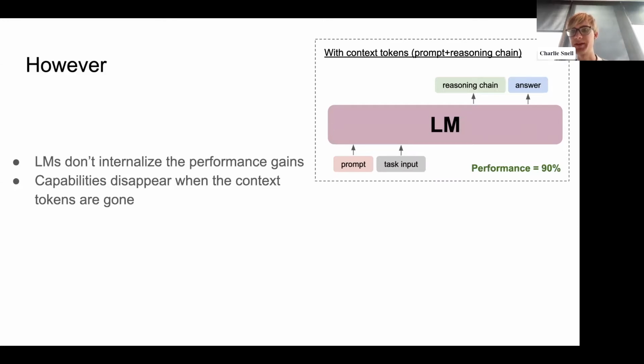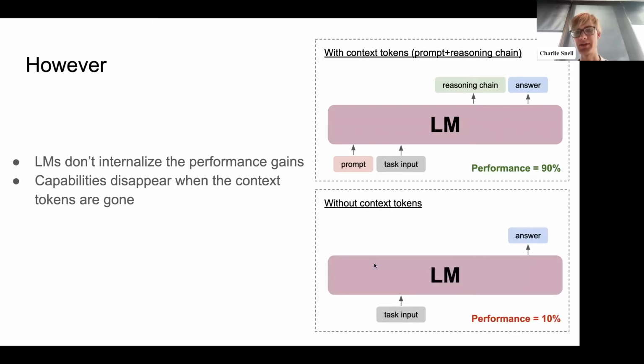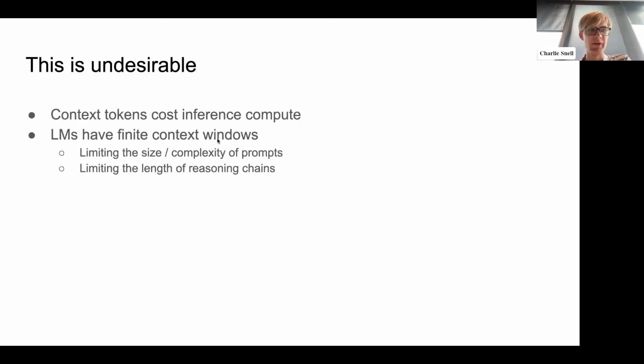You might give the model a prompt and a scratch pad or a reasoning chain, and it can get 90% performance on the task. But once the prompt is gone, it doesn't know what to do and performance goes down to 10%. This seems kind of obvious, but if we think about this as a limitation, we might be able to come up with some better solution or some new paradigm for looking at these kinds of problems.